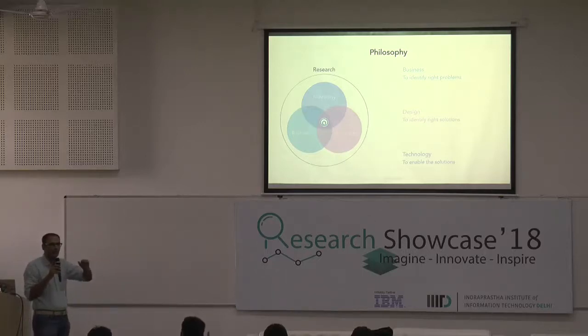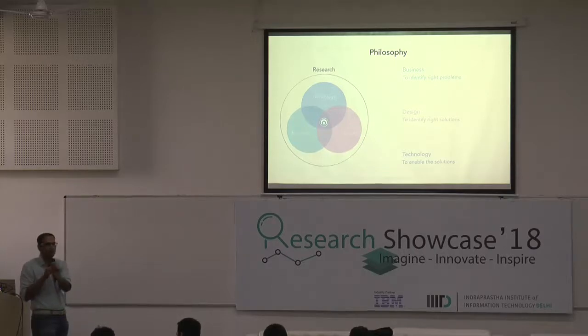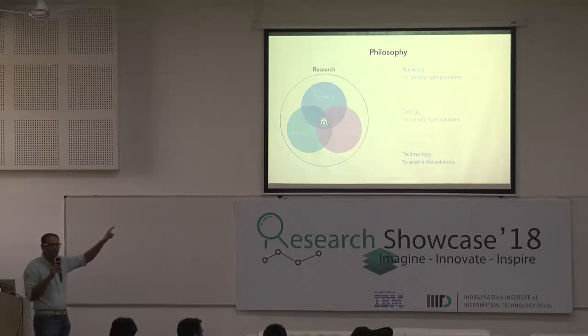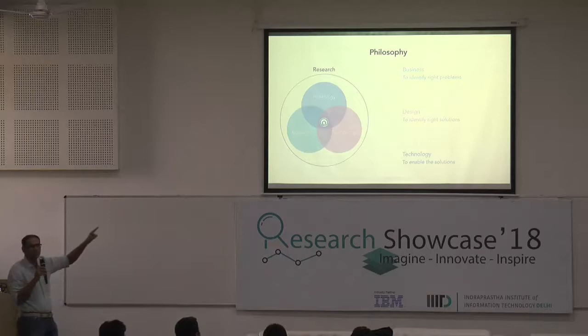I can't overemphasize why it's integral, because you need to identify the right problem at the right time for the right customer, who is going to pay you the right amount of money to get it solved. All four parameters are extremely important, and that will come from the business side. Then you need to be able to design solutions to solve those problems. And finally comes the technology piece, which is an enabler. It needs to enable the right solutions which come about.